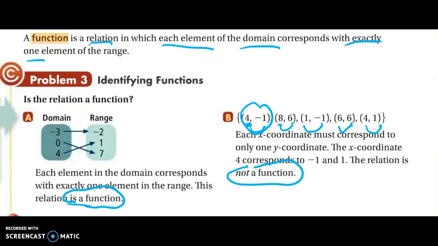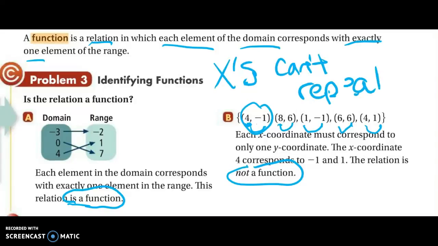So what you're really looking for is x's can't repeat. It's not allowed to see the x's repeat. So it's kind of like a little shortcut. Make sure none of your x's repeat. And that would mean the relation is a function if they do not repeat.